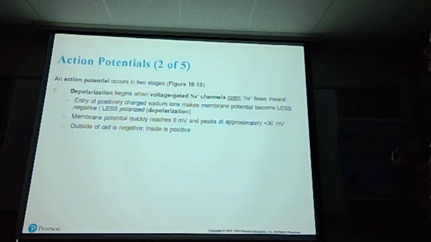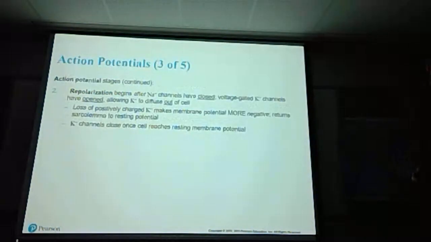First step of an action potential is the depolarization stage. That begins when the voltage-gated sodium channels open. Sodium flows inward. Entry of positively charged sodium ions makes the membrane potential become less negative and less polarized, therefore depolarization. Membrane potential quickly reaches 0 millivolts and peaks at approximately 30 millivolts. Outside the cell is negative, inside the cell is positive. That's the first step of an action potential.